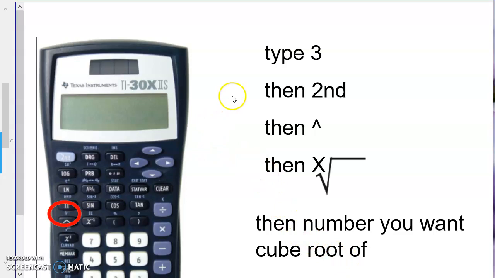So to try it out, I would type 3, then hit the blue second key, then hit that little up arrow key. That then takes you to this key. Type in the number 27, and then hit equals, and you should get the number 3.